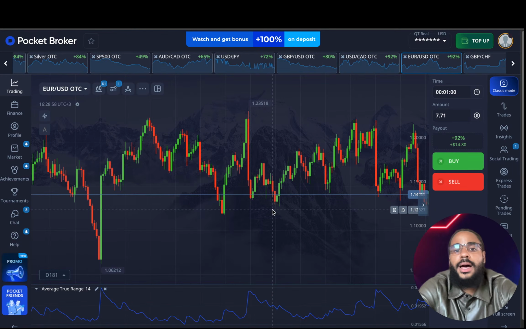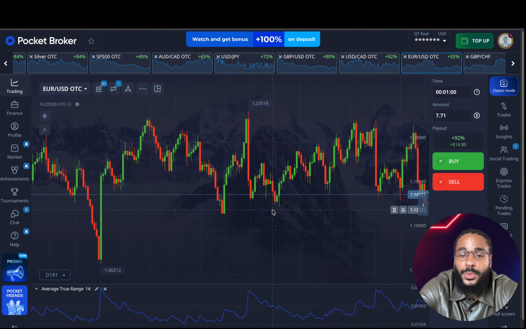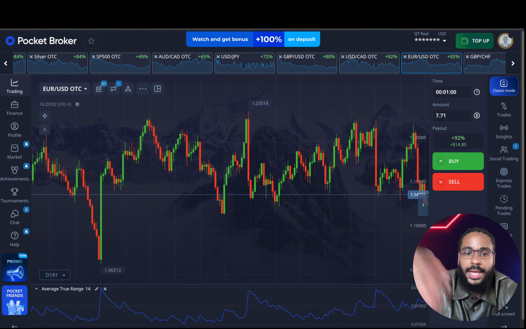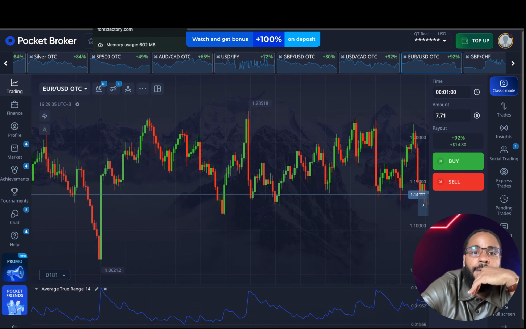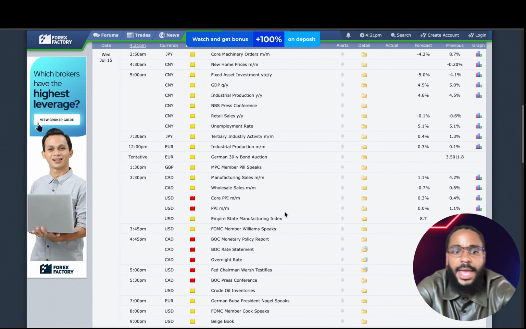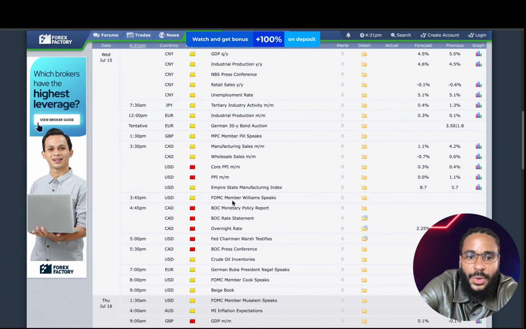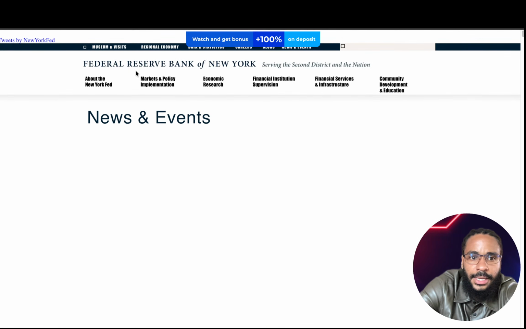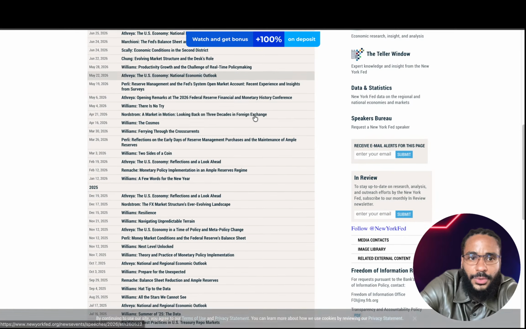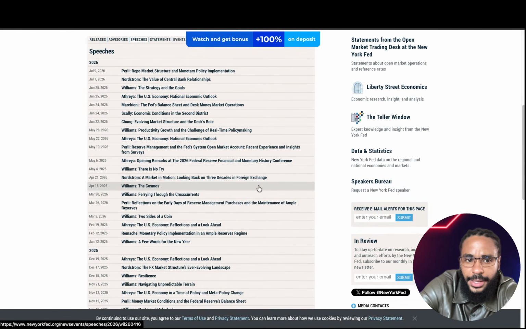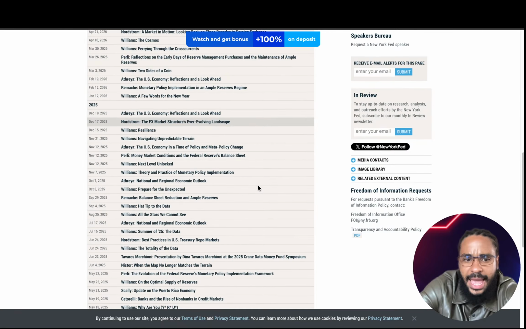Okay, guys, now we're having the third release, which is as equally important as the rest, which we call the FOMC, the Federal Open Market Committee. This is the third release, right? Let's go to the official website. You want to go see this. This is the Federal Reserve Bank of New York. It will show you the economic releases, the speeches, and everything like that.